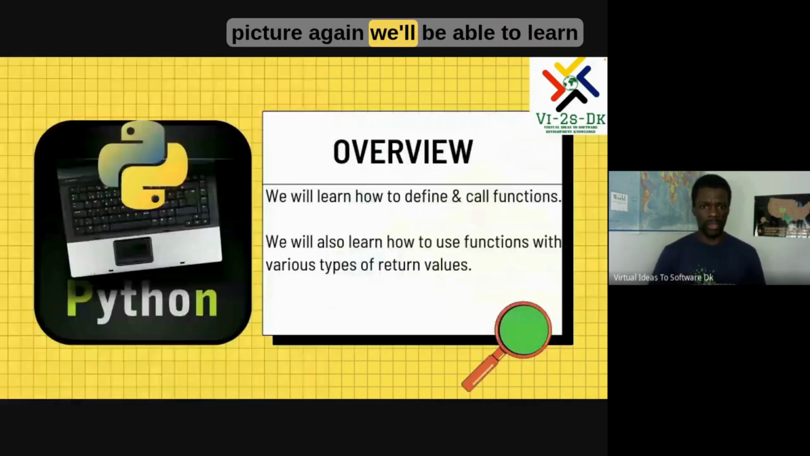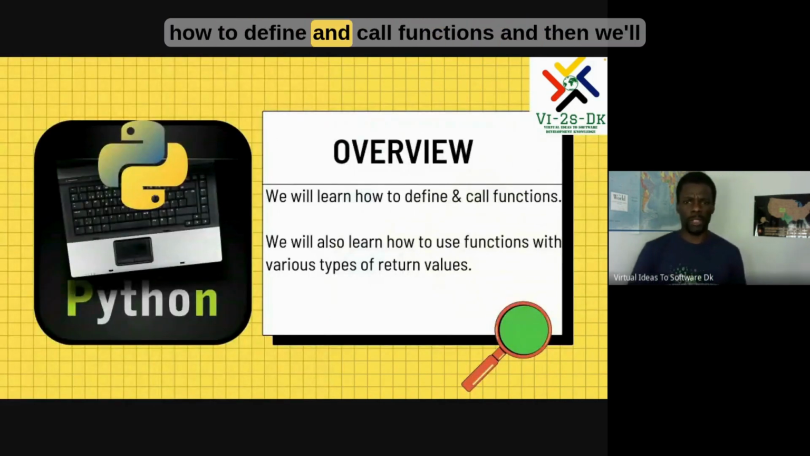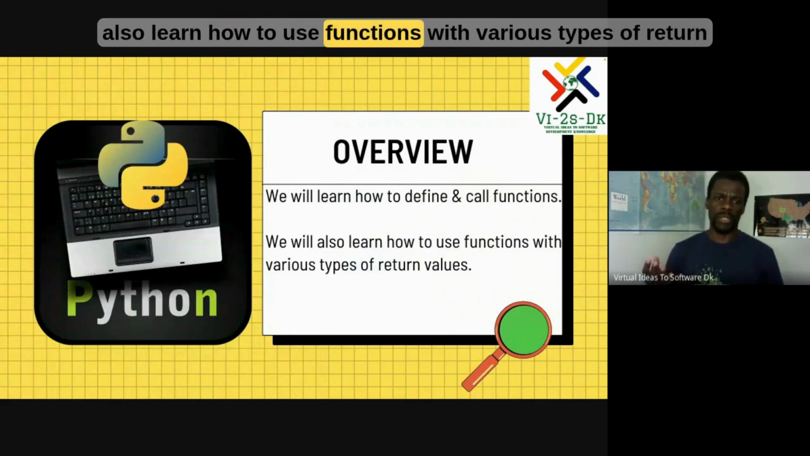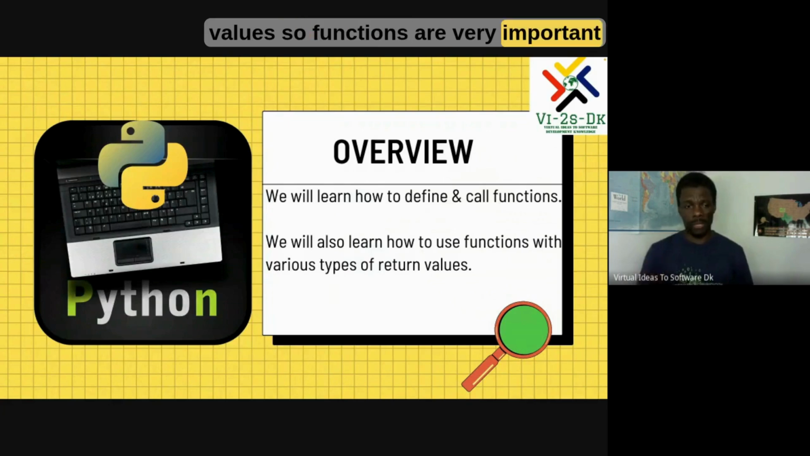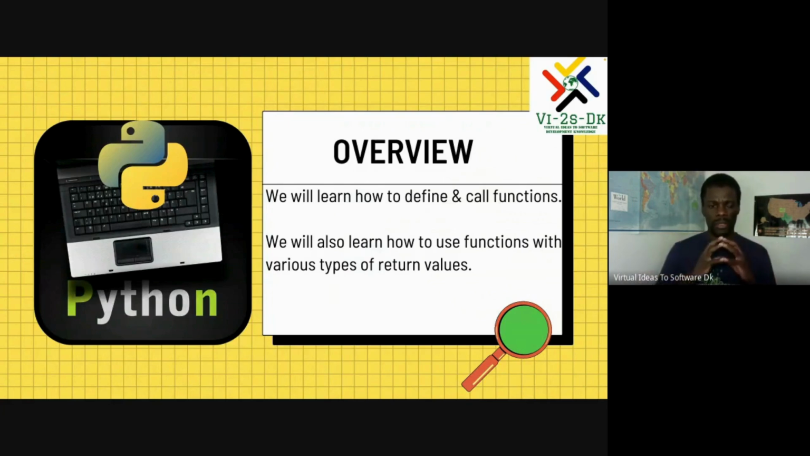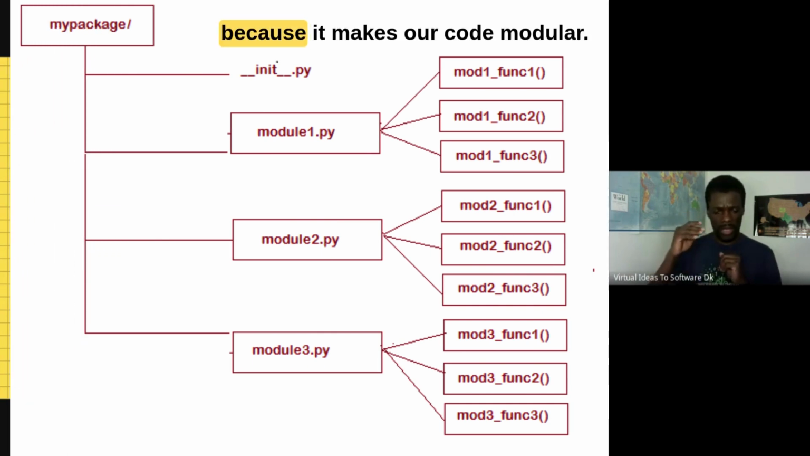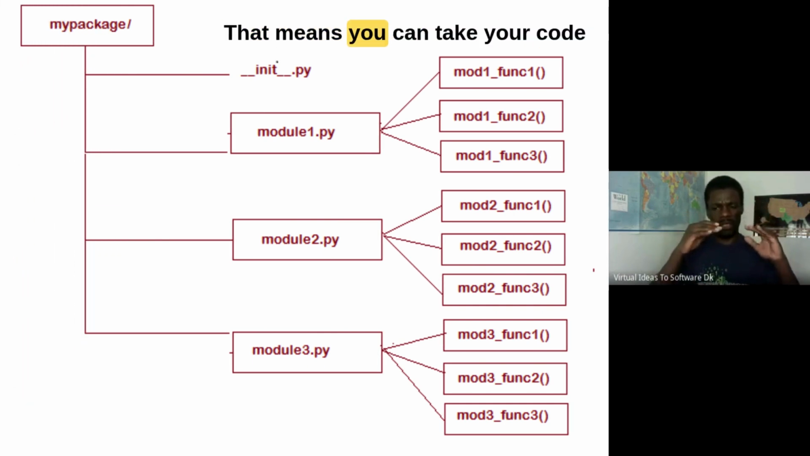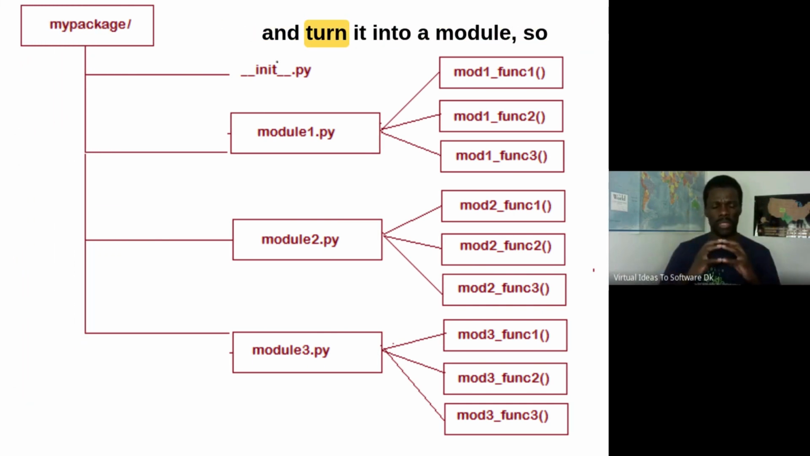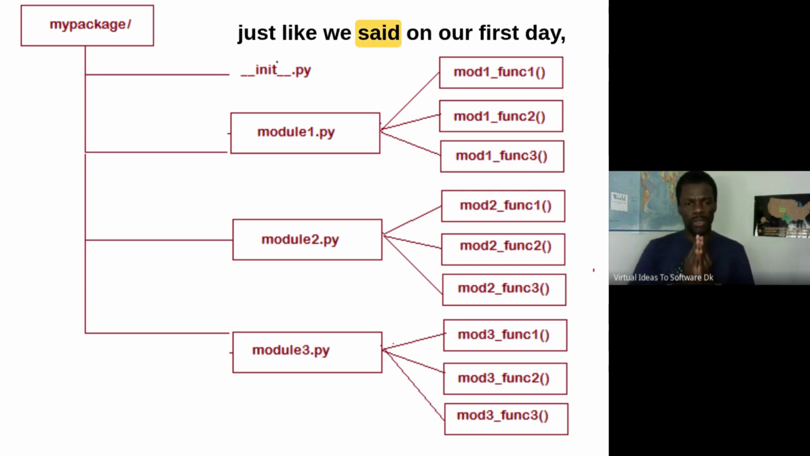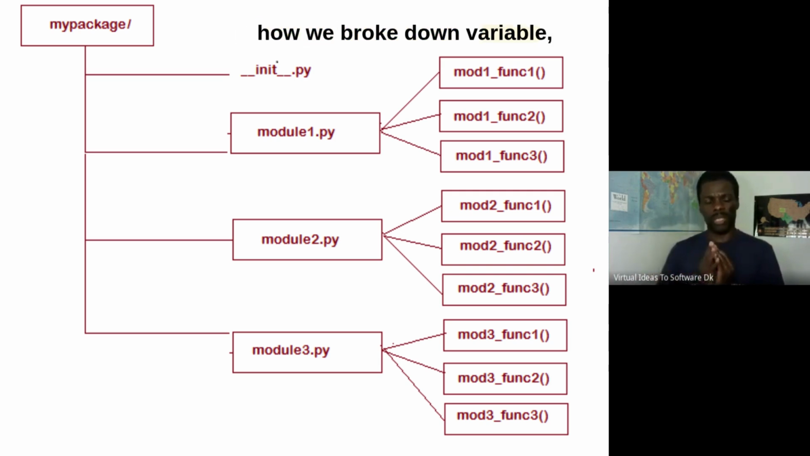So big picture again, we'll be able to learn how to define and call functions, and then we'll also learn how to use functions with various types of return values. So functions are very important because it makes our code modular. That means you can take your code and turn it into a module. Just like we said on our first day, how we broke down variable statements and then getting to functions and modules, where you actually have a compact piece of code that can be reused, a module that can be imported, and so on and so forth.